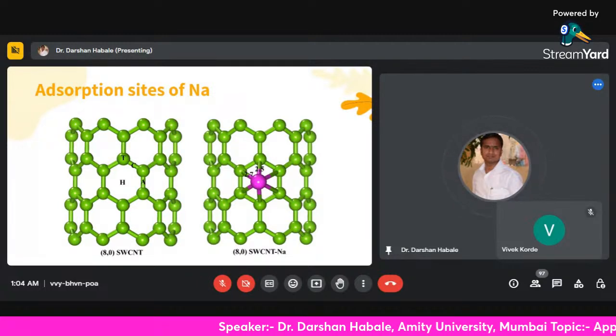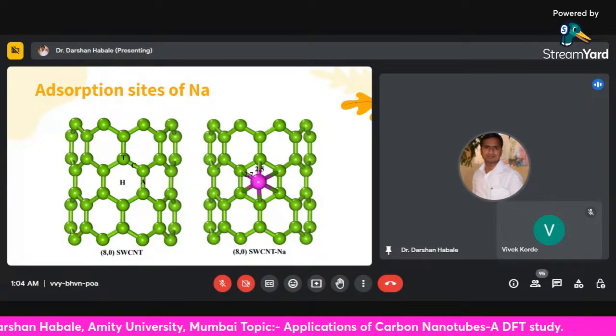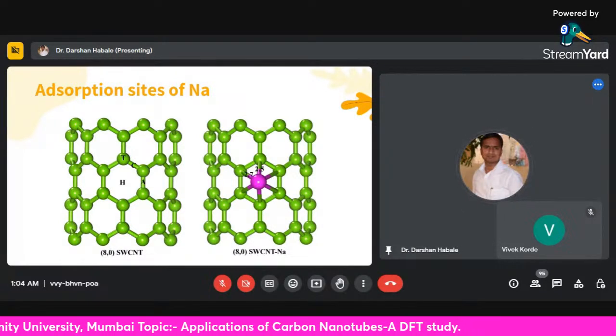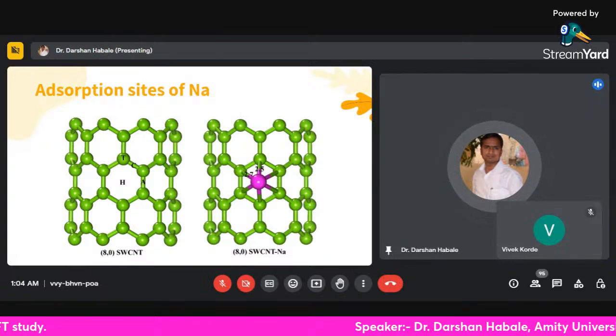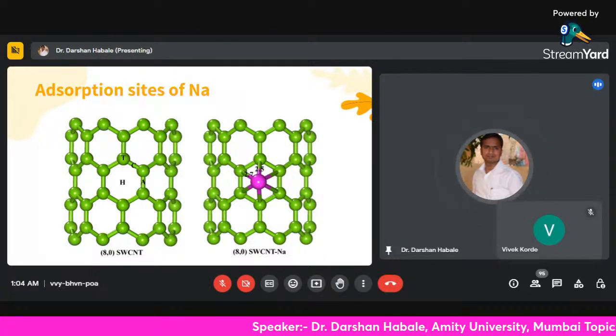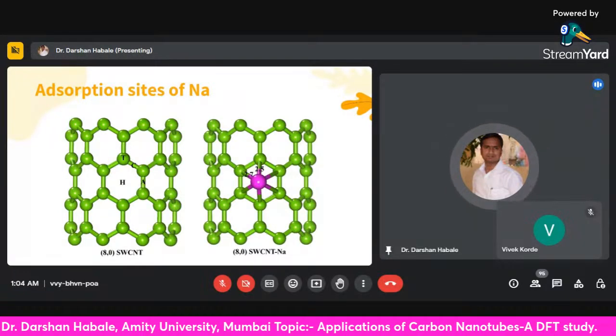Instead of keeping this sodium atom on the surface, we can replace one of the carbon atoms with it. That also we have done, and we are going to discuss that. Now in this diagram, we want to improve the adsorption properties of this carbon nanotube just by attaching the sodium atom on top of it.